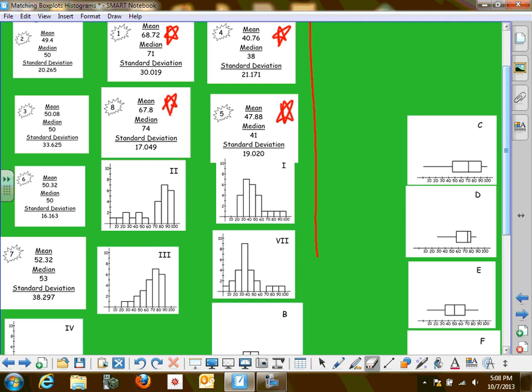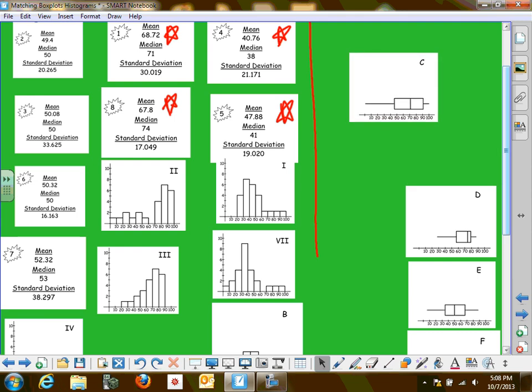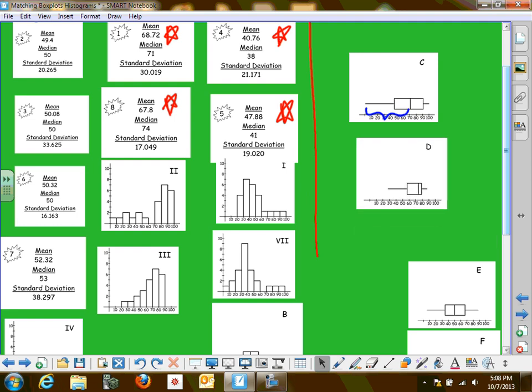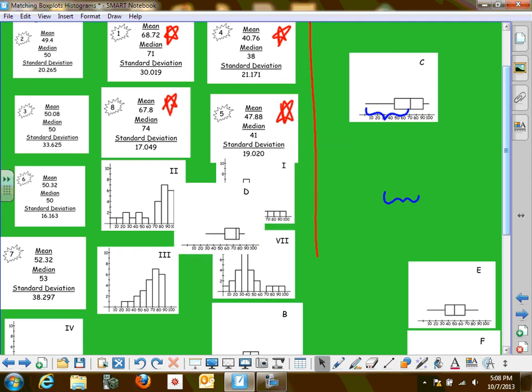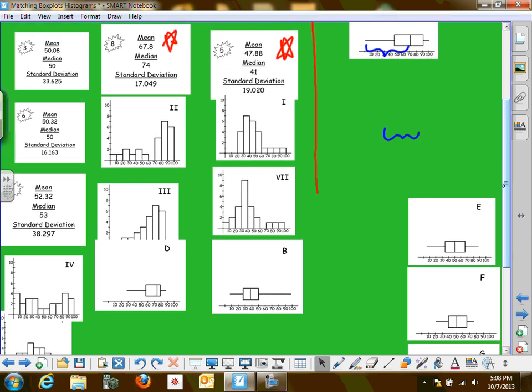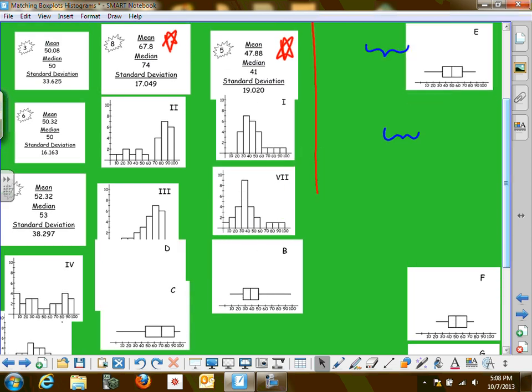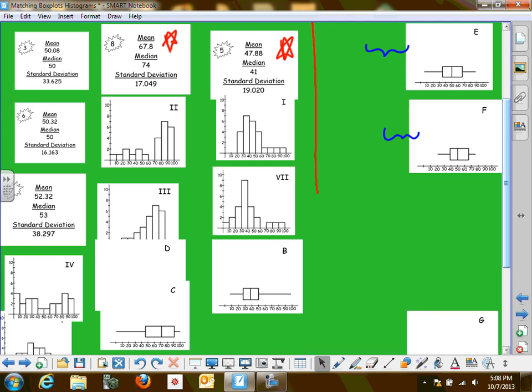Let's see here. What does C appear to be? This one here is a little more skewed left. This one is also probably a little more skewed left. Okay, so those two are going to come over here in this skewed left section. Running out of room here. And so on, so you can kind of see the process. Now these four appear to be a little bit more symmetric.